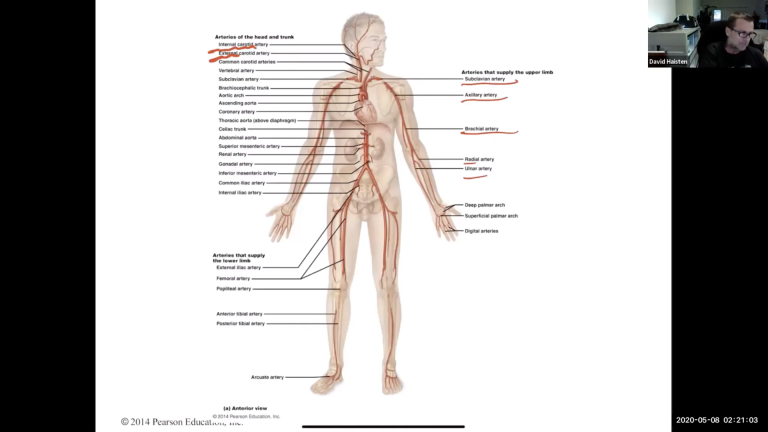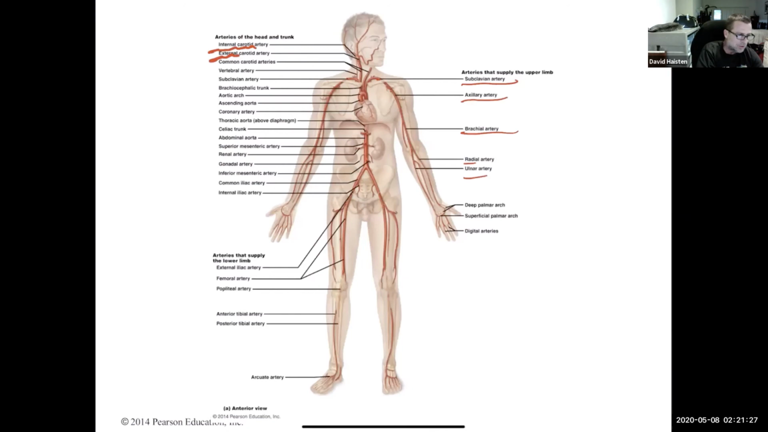Okay. So the common carotid arteries branch off into external and internal carotid artery. The internal carotid artery is going to service your brain, heading up through the carotid canal. The external carotid artery just branches off into a bunch of arteries for your face, your skin, things like that.